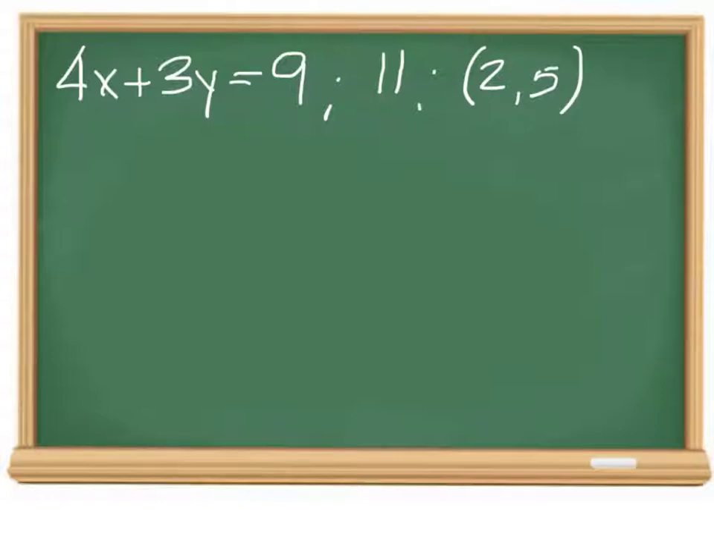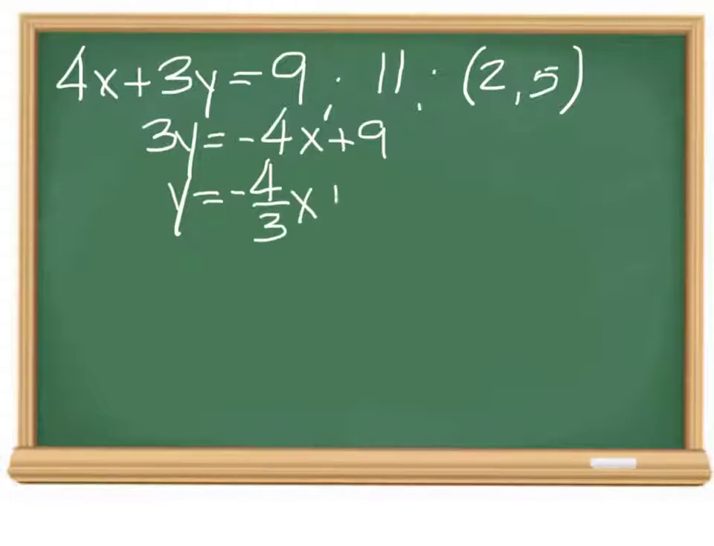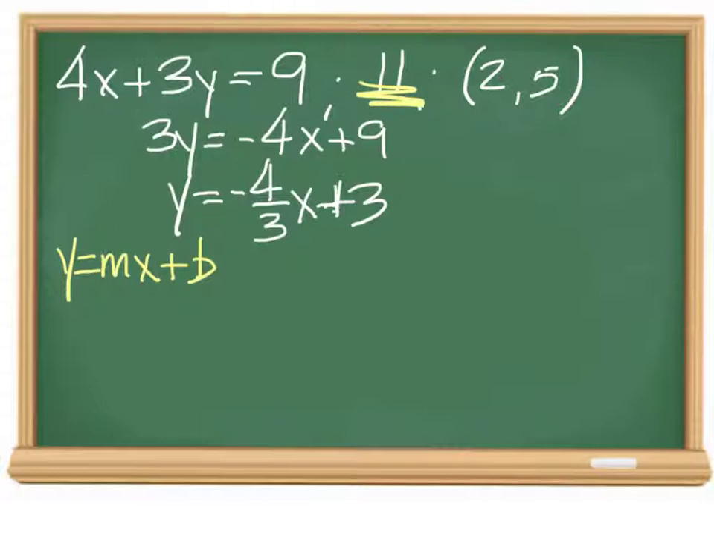The first thing you have to do is put this in slope-intercept form. So you would have 3y equals negative 4x plus 9. Getting the y by itself and then dividing everything by 3, you get negative 4/3 x plus 3. Once you have it in slope-intercept form, you can start with y equals mx plus b. And since it's parallel, you can use the same slope, negative 4/3.